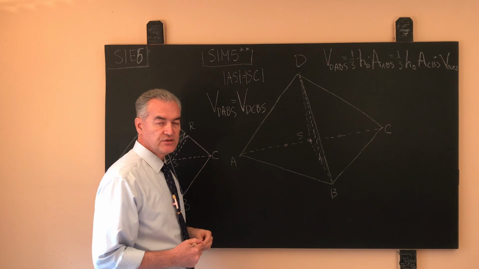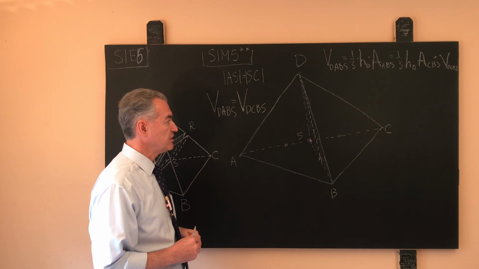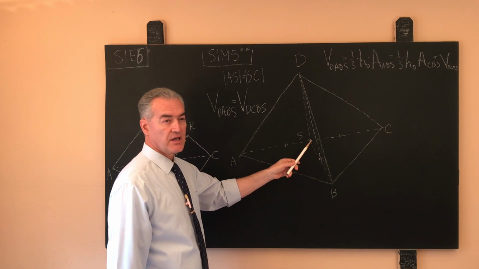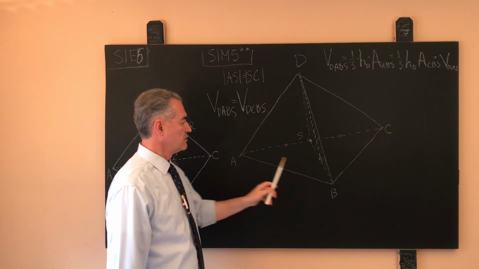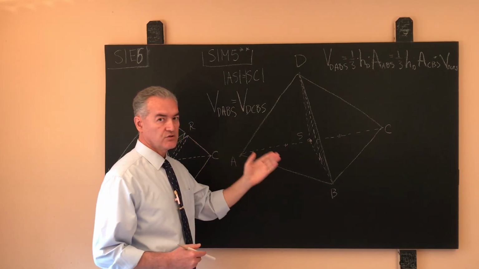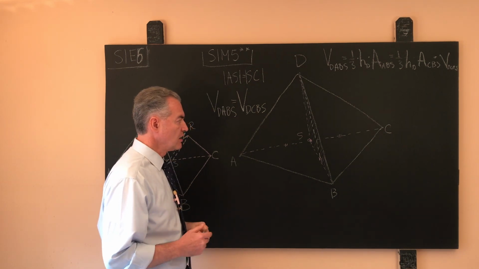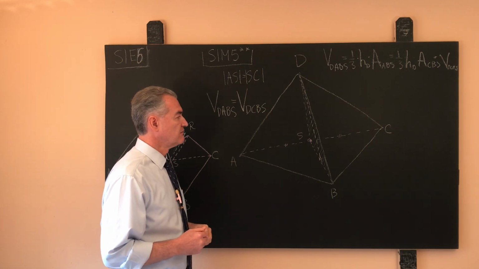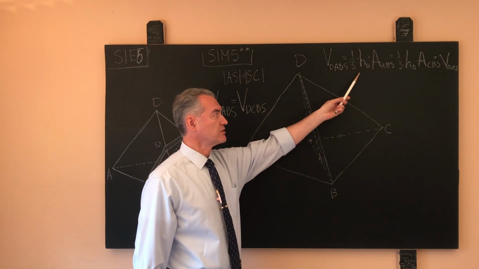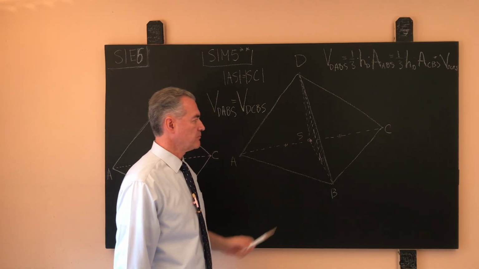In order to see that this is true, we will consider two smaller or sub-tetrahedrons, DCBS and DABS. And we want to show that these volumes are represented by one and the same number. We know that the volume of a tetrahedron is given by 1/3 of the product of the corresponding height and the area of the corresponding base.